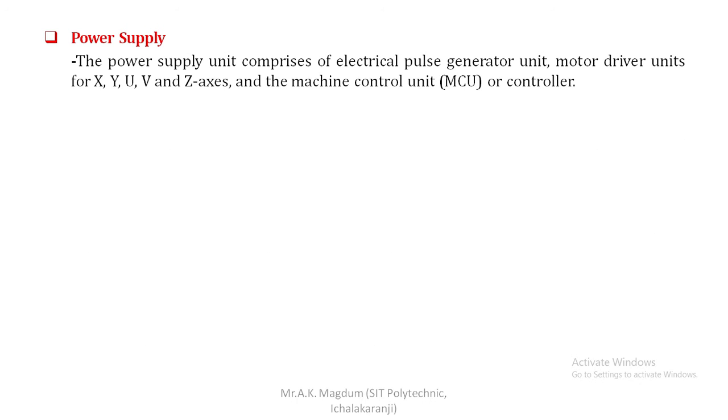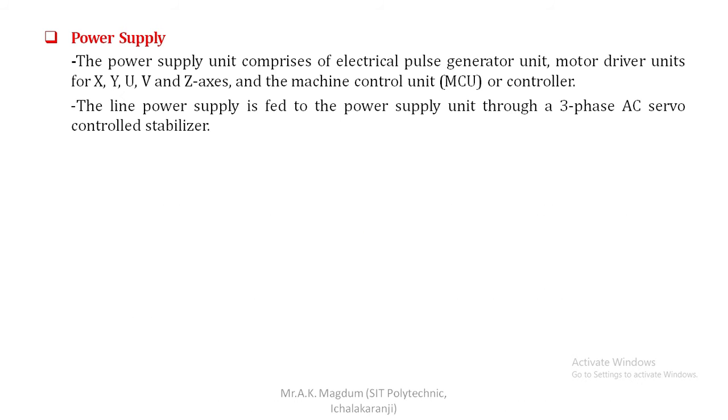Next, power supply. This is an important component of the wire EDM process. Here, the power supply unit comprises an electrical pulse generator unit, motor driver units for the X, Y, U, V and Z axes, and the machine control unit, in short MCU or controller. The line power supply is fed to the power supply unit through a three-phase AC servo-controlled stabilizer.